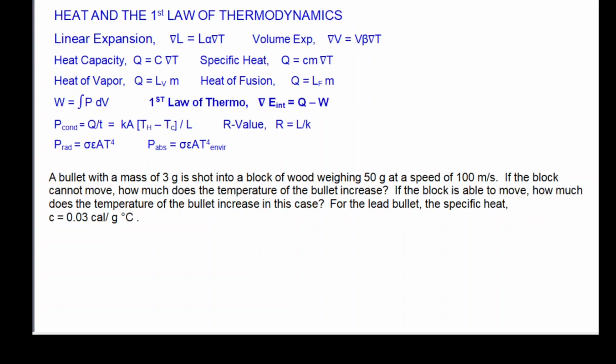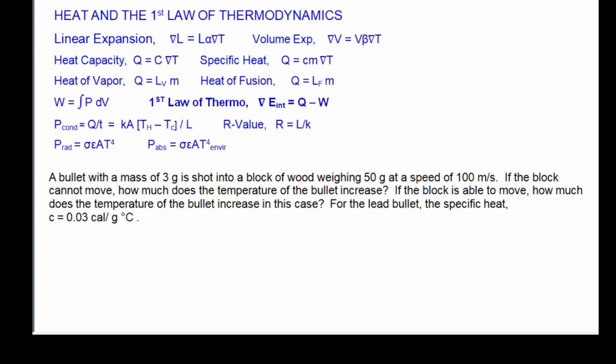Here's our next problem. A bullet with a mass of 3 grams is shot into a block of wood weighing 50 grams at a speed of 100 meters per second. If the block cannot move, how much does the temperature of the bullet increase? If the block is able to move, how much does the temperature of the bullet increase in this case? And the specific heat for the lead bullet is given as 0.03 calories per gram degrees Celsius.